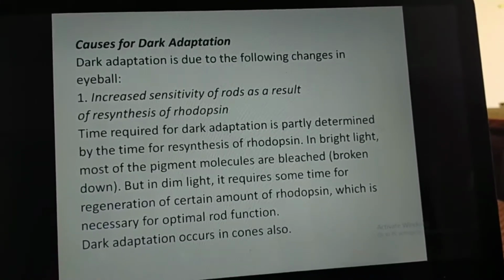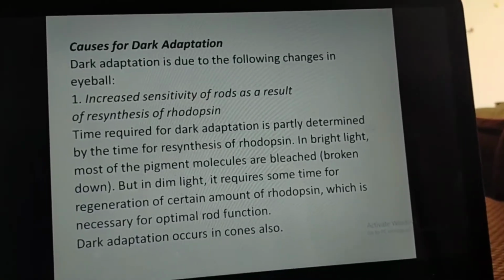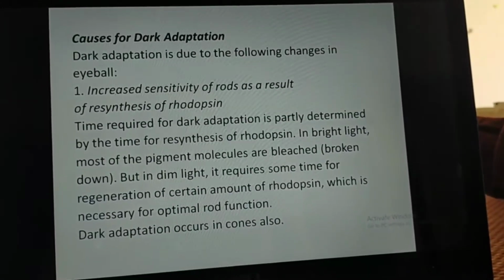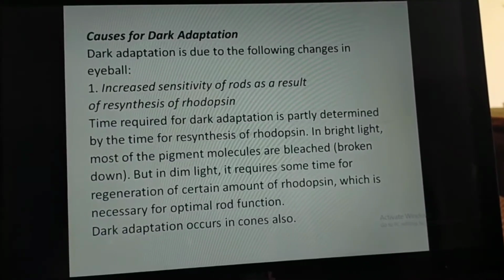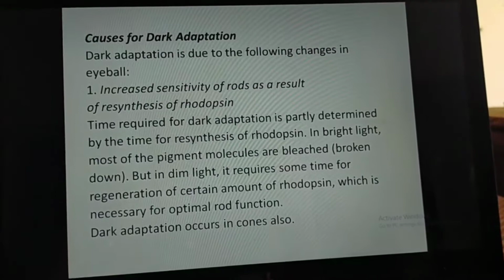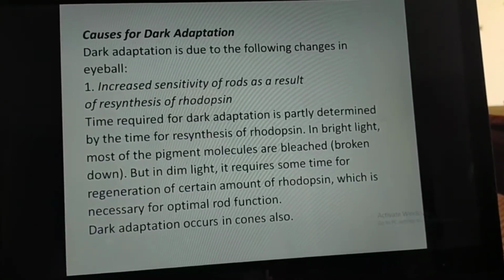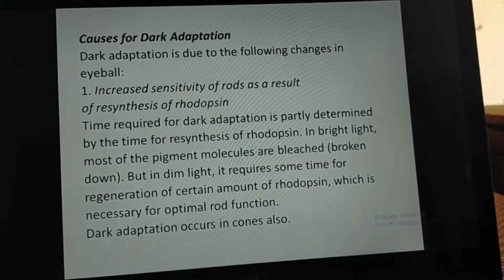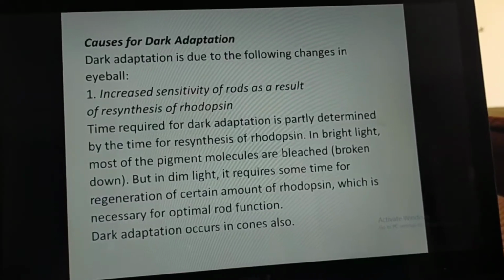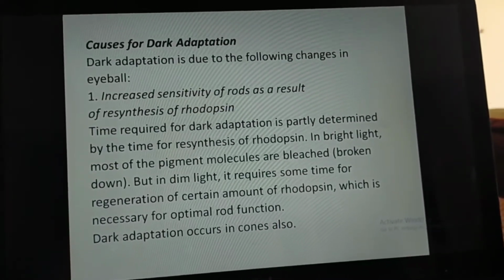Causes of dark adaptation. Dark adaptation is due to the following changes in the eyeball. First is the increased sensitivity of rods as a result of resynthesis of rhodopsin. Time required for dark adaptation is partly determined by the time of resynthesis of rhodopsin.